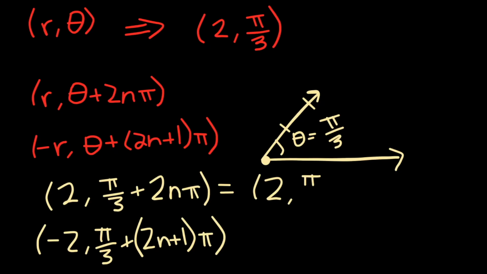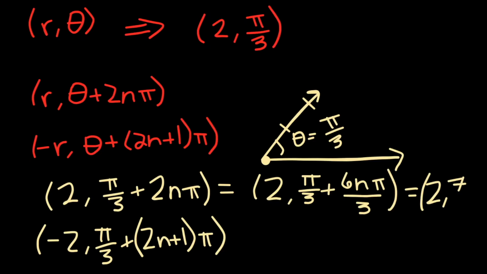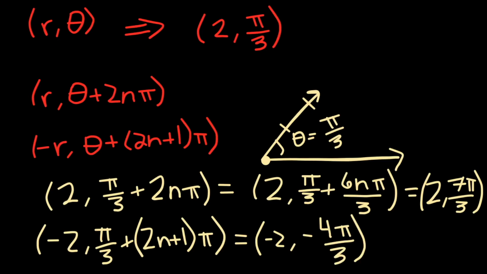So then we get 2, pi over 3 plus 2n pi. Now we have to make the 2n pi have an equivalent denominator to the pi over 3. So we're going to multiply it by 3 on the top to get 6n pi over 3. And now we can add it to get 2, 7 pi over 3. And here we have our second equation, which is going to equal negative 2, negative 4 pi over 3. And since I already showed you how to simplify it in the top equation, I'm not going to bother with the second.